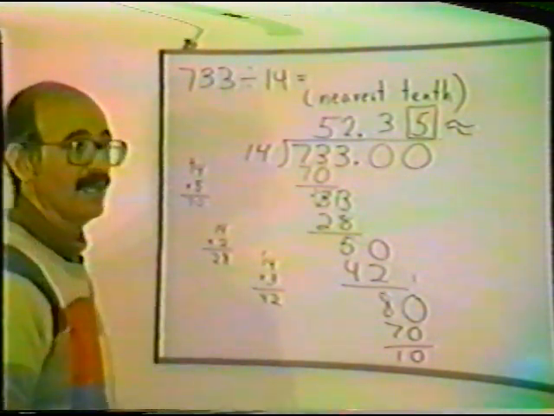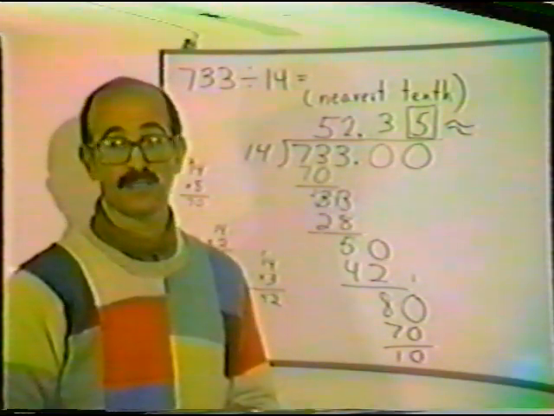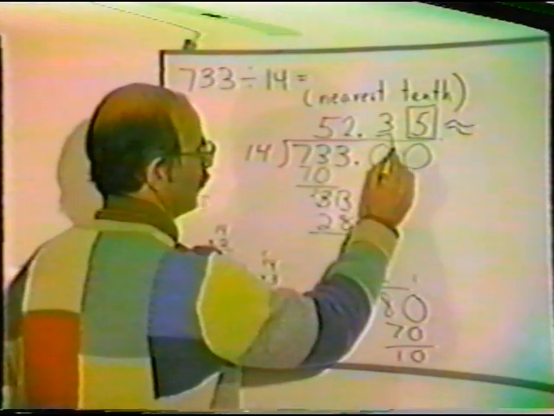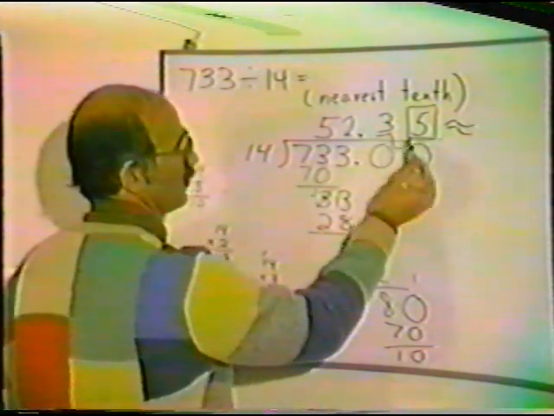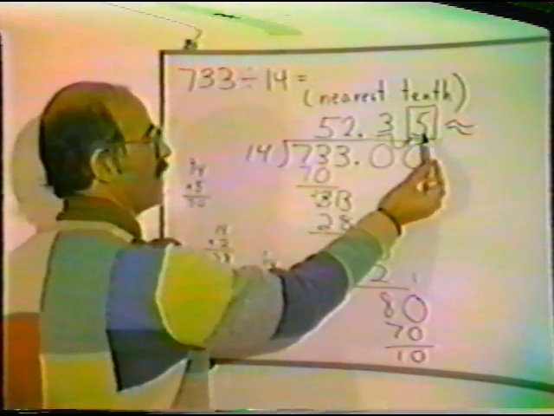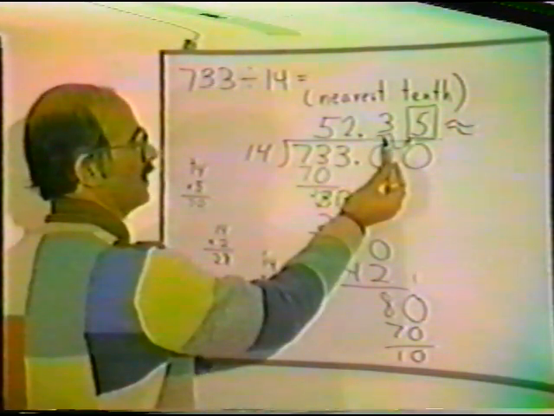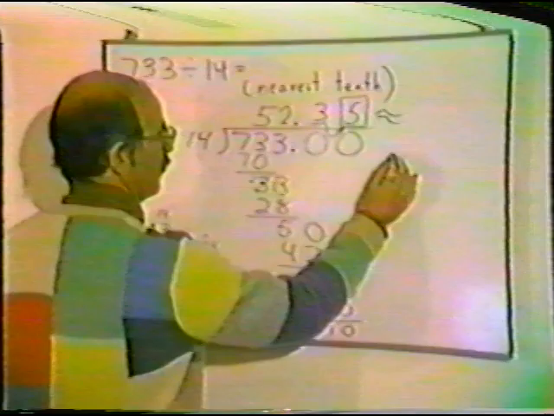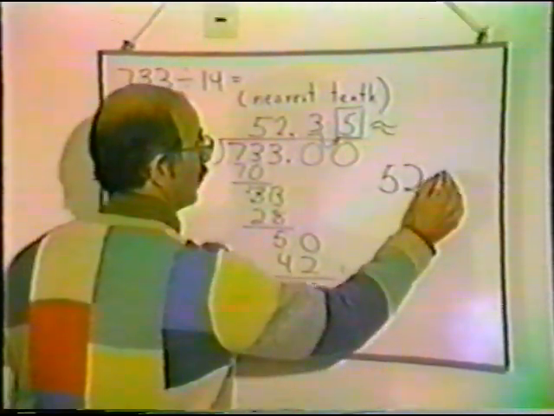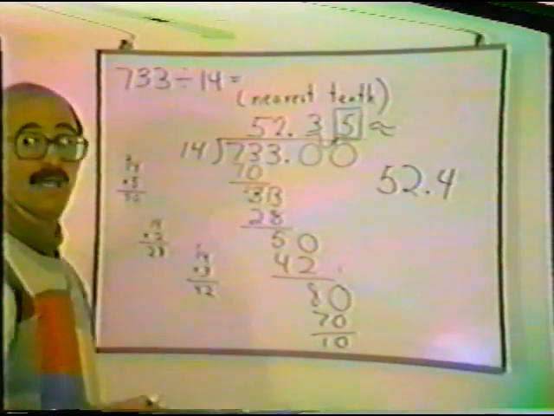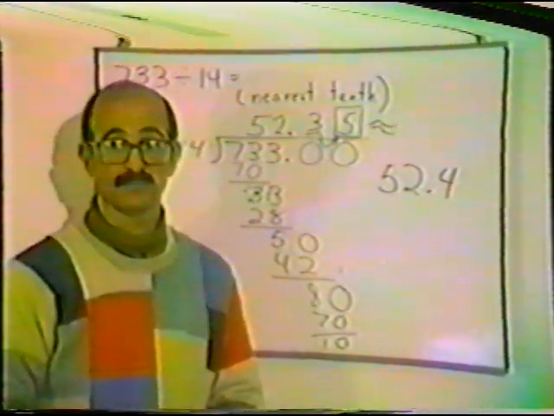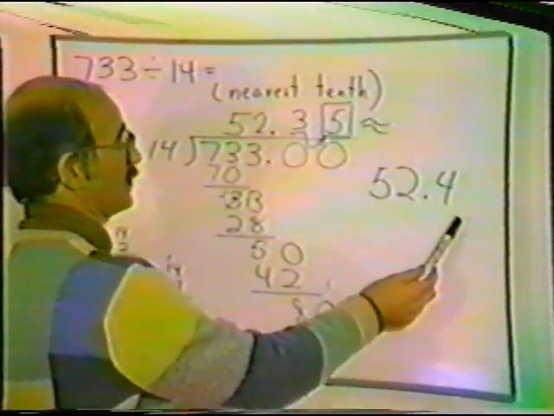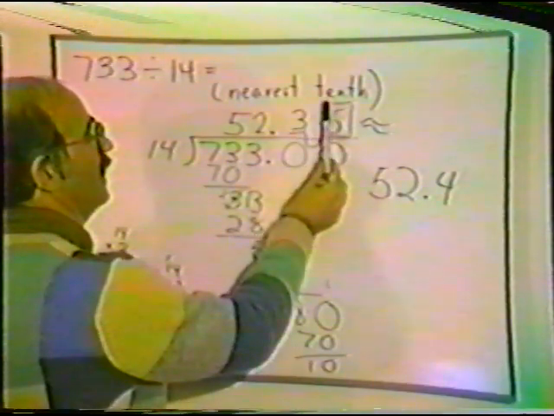What number in the answer is in the tenths place? 3. We underline it and we point our arrow towards the 5, and of course we already have the box there. The 5 tells us that the 3 does what? Goes up and becomes 4. So I shall write 52.4 as my answer, and please read the answer to me. 52 and 4/10. Yes, and 4/10 as we have rounded it off to the nearest tenth.